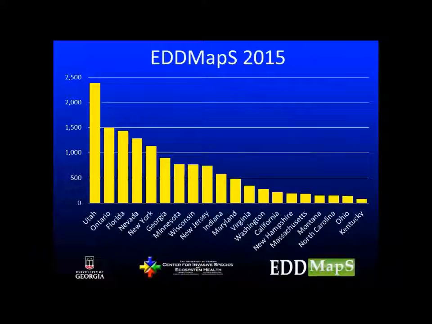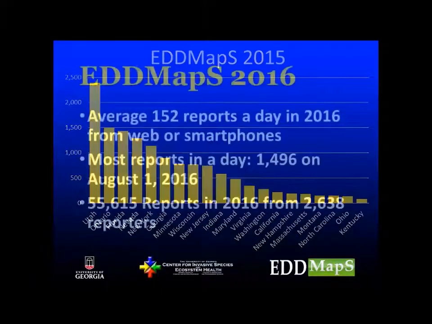And going back to the education part of it, Utah, Ontario, Florida, Nevada, New York, Georgia, Minnesota, Wisconsin, New Jersey, Indiana, Maryland, all of these states have education programs in place. Going back to iPaint, they are doing something to promote the product in one way or the other. In New York, these are primarily spiderwing Drosophila and brown marmorated stink bug reports, because they have an active program, and when you count insects, sometimes you count the traps a little bit differently.